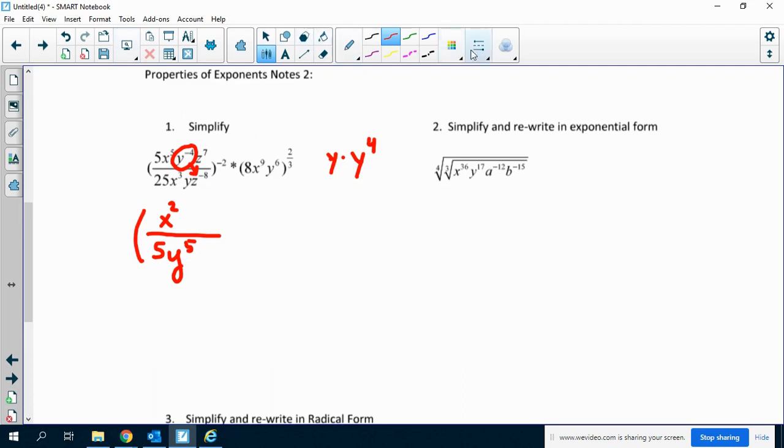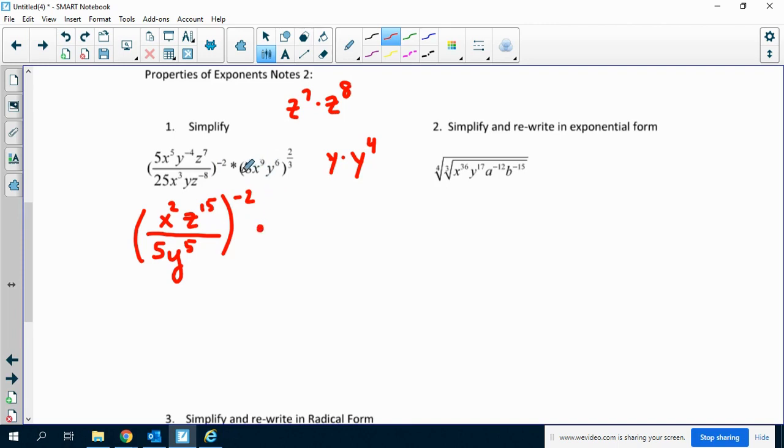Then I have this z to the seventh over z to the negative eighth. I'm going to move this to the numerator. So that is z to the seventh times z to the eighth in the numerator. I have z to the 15th in the numerator. All of that is to the negative second power.